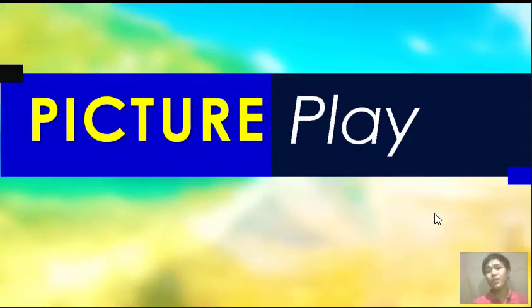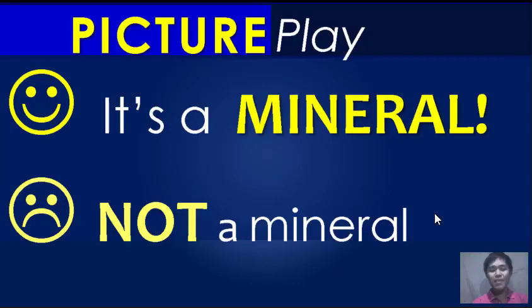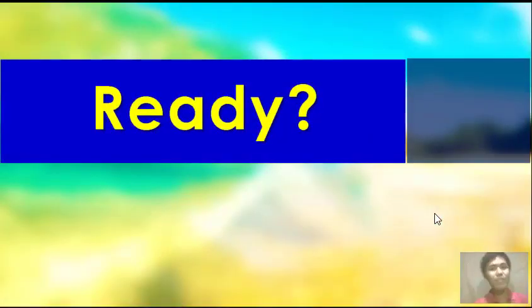I know you are very familiar with this one because you have already been playing with this in other classes. Other teachers may call this a picture analysis. So the direction is very simple. You may tell whether the object is a mineral or not by showing a happy face, just like this one, if you think it is a mineral, or a sad face if it is not a mineral. Again, a happy face if it is a mineral, or a sad face if it is not a mineral. Are you ready? Now let's play.